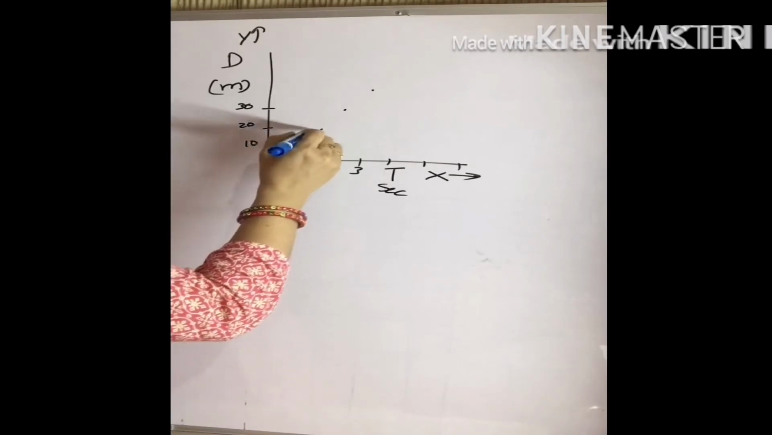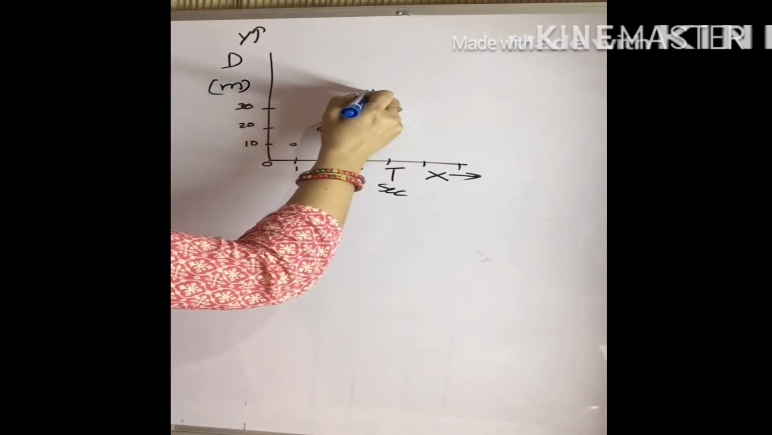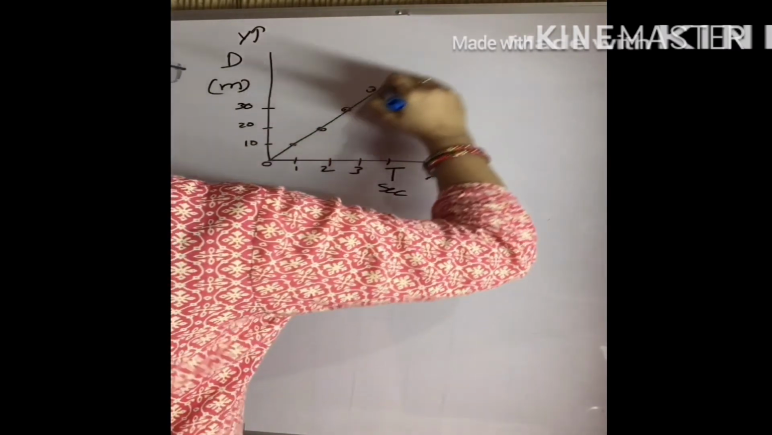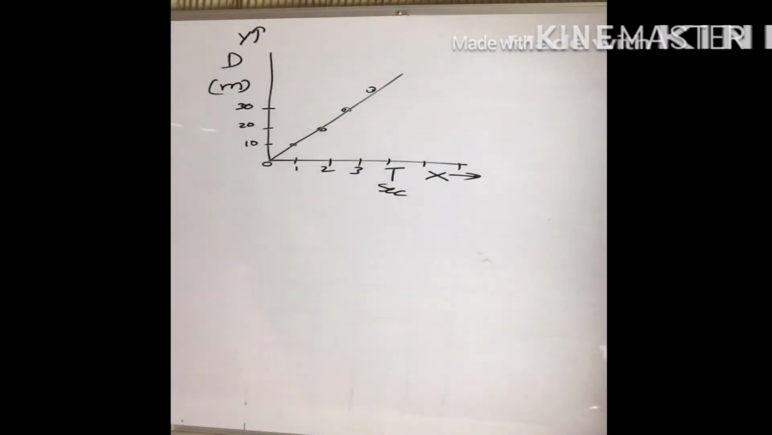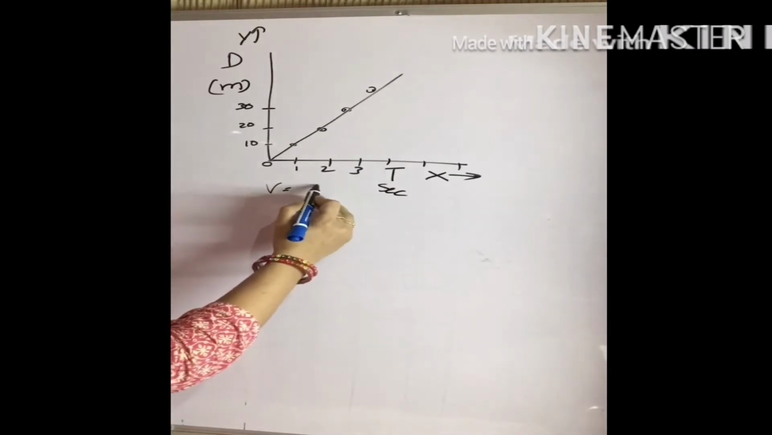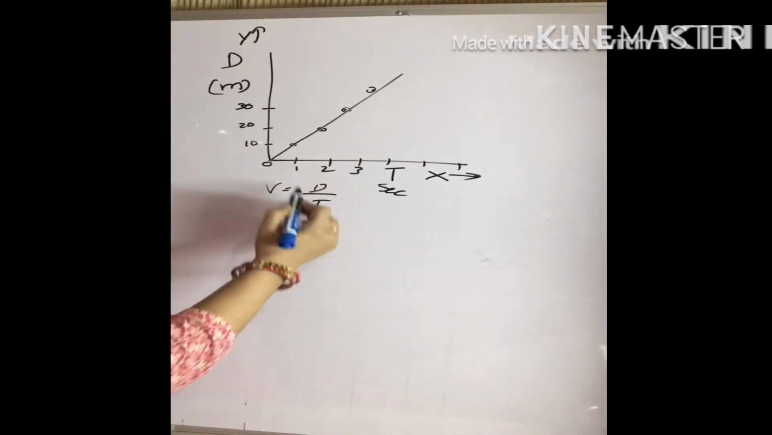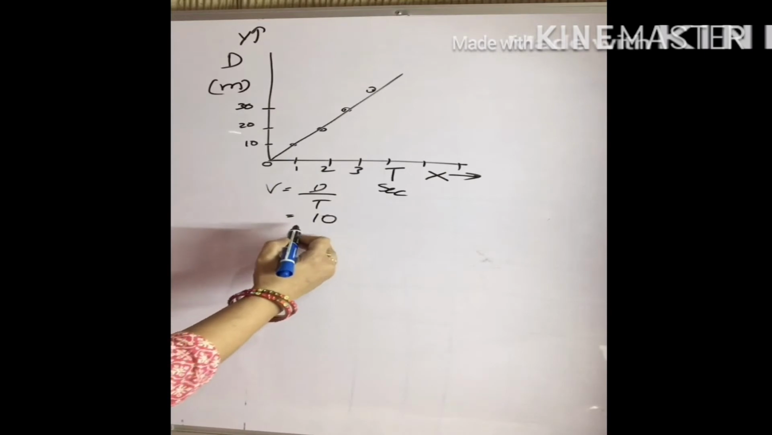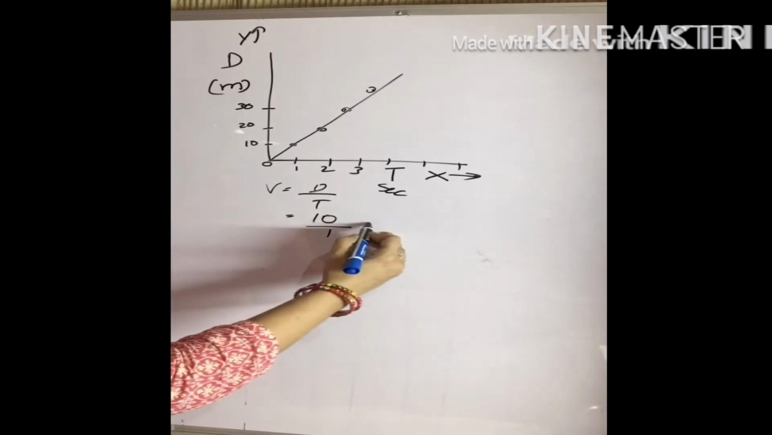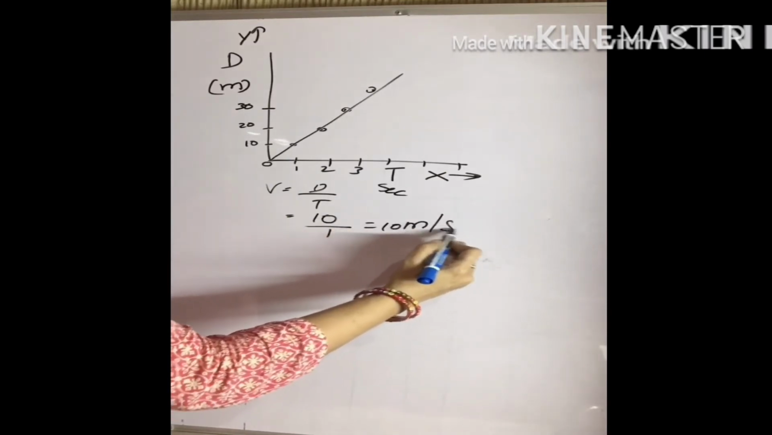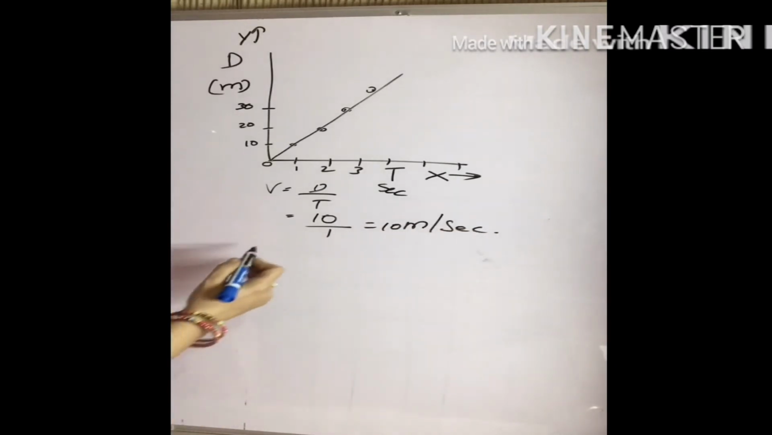What will happen when we join these points? Naturally, we will get a straight line. This shows uniform motion. Why? Because at any place, see, in 1 second, what is the distance covered? 10. That means velocity is equal to displacement upon time. Here the displacement is 10 meters and time taken is 1 second. That is equal to 10 meter per second. This is the velocity of the object.